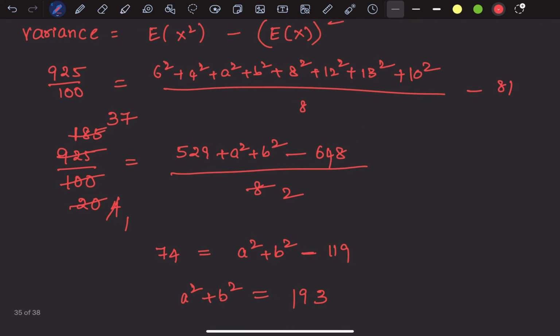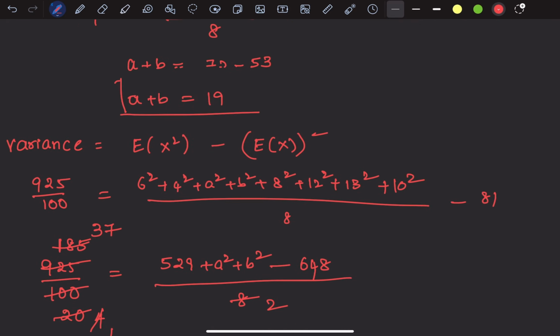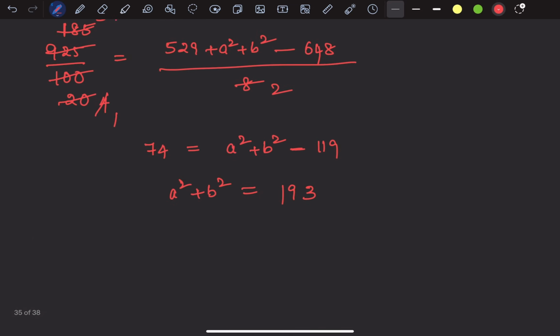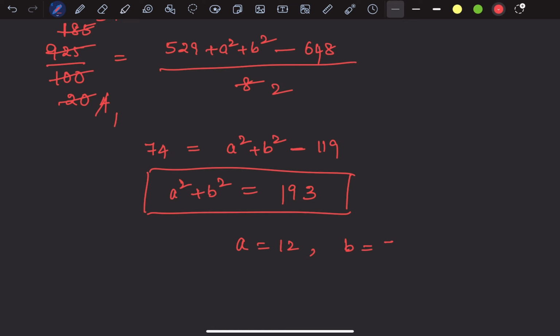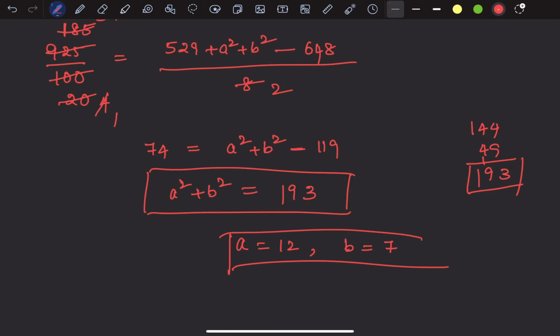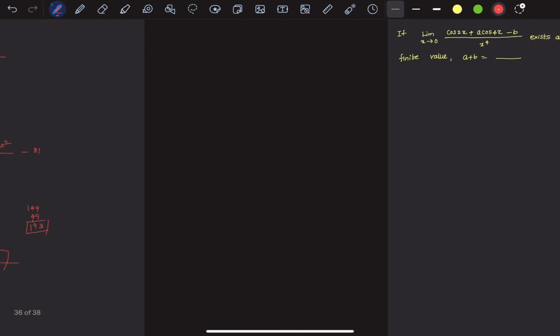So you have two equations now. This is your first equation, a plus b is equal to 19, and this is your second equation. So you can solve these equations and you can get the values of a and b. So this gives a is equal to 12, b is equal to 7. Alright, so you can check it. a plus b is 19, a square is 144, b square is 49. So that will give you 193, a square plus b square. So these are the correct values. So let us proceed to the next question.